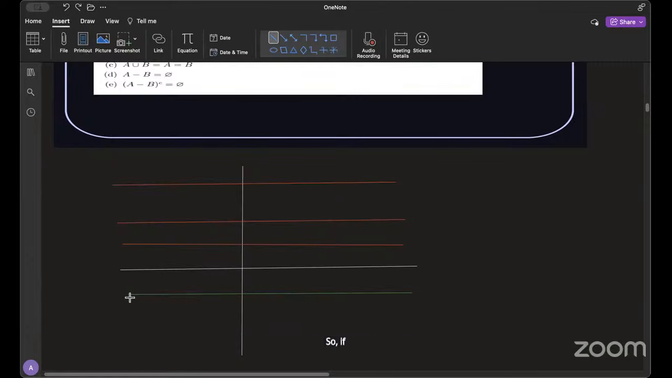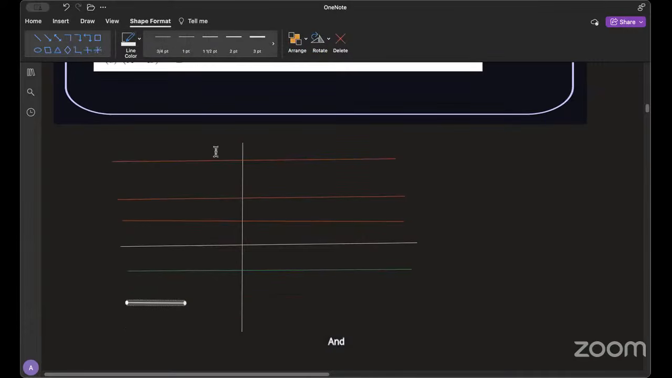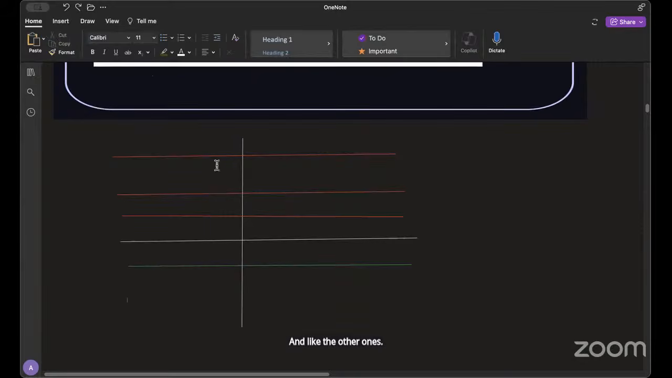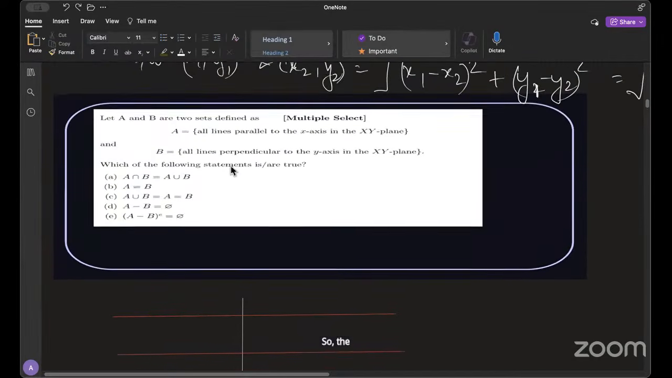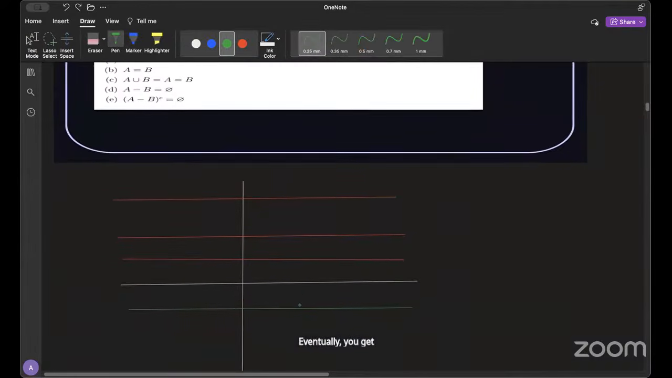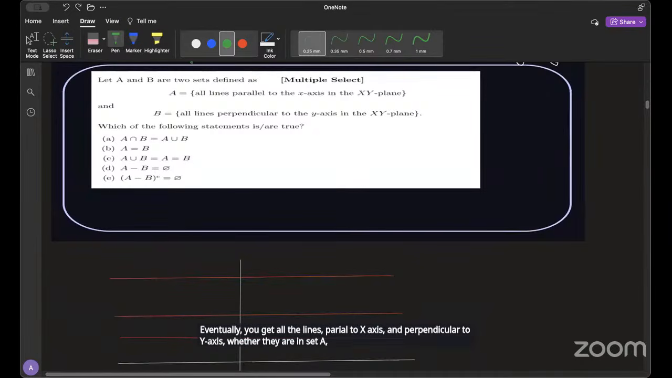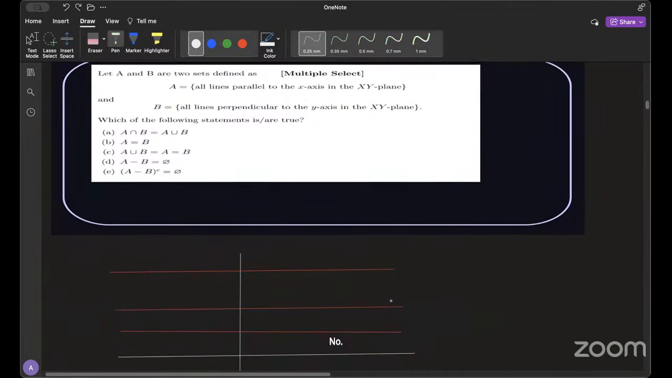So these green lines have to be in set B and they have to be perpendicular to the y-axis. They have to make an angle of 90 degrees with the y-axis, like this one and like the other ones. So the green ones are in set B and the red ones are in set A. And if you see, it's essentially the same set, right? Because eventually you get all the lines parallel to the x-axis and perpendicular to the y-axis, whether they are in set A or in set B. Is this point clear?